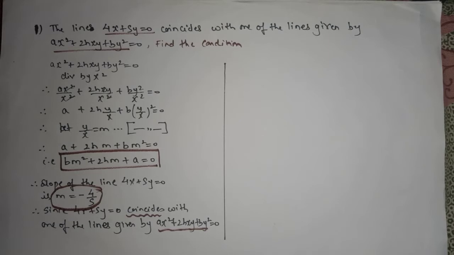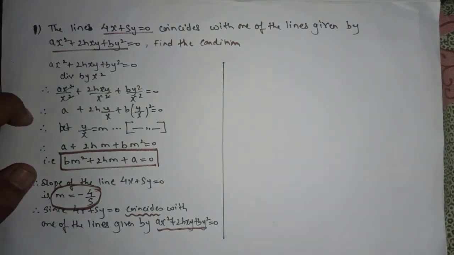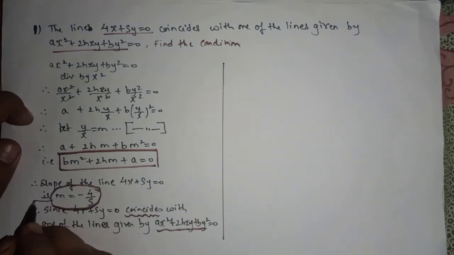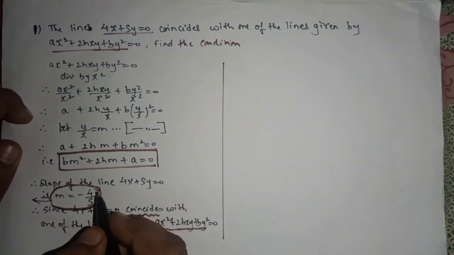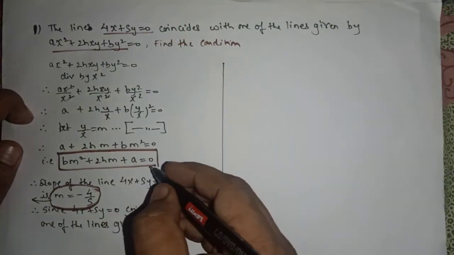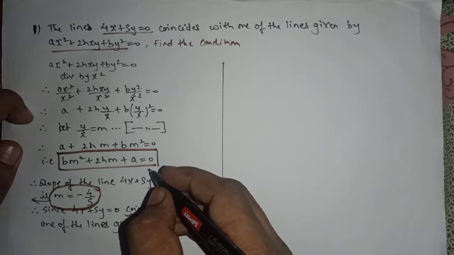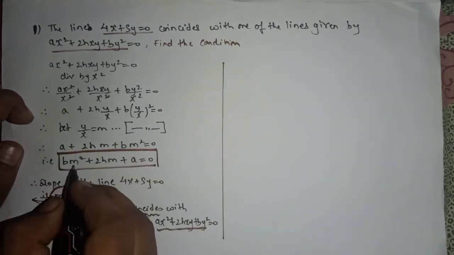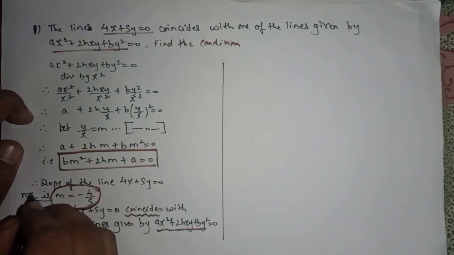So now after that, as we know that here m is the slope, but in auxiliary form, when we convert a quadratic equation into a corresponding auxiliary equation, m is actually known as the roots.